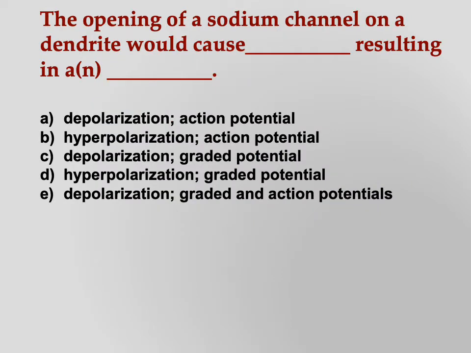So, if we open a sodium channel on a dendrite, that's going to cause a what, resulting in a what? So if we open a sodium channel, is that going to make a depolarization or a hyperpolarization? And in turn, is that going to cause an action potential or a graded potential? Are you with me? Are you following? Yeah, sodium causes a depolarization. It's going to make the membrane more positive. And that's going to create a graded potential, which will flow down the dendrite or the soma, arrive in the axon hillock. It will then get added up with all the other graded potentials, and maybe they'll make it to threshold, maybe they won't. Okay?